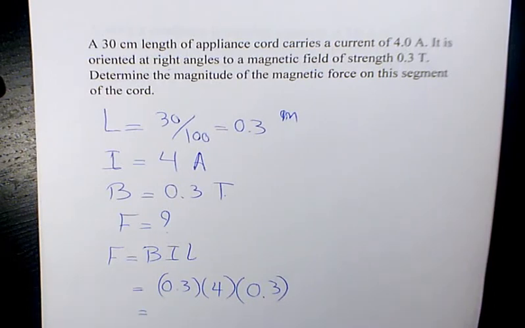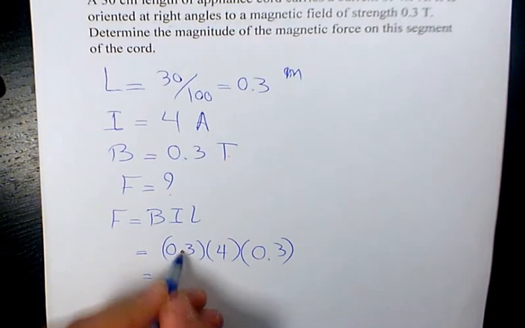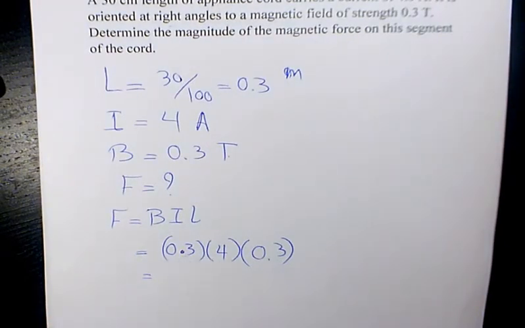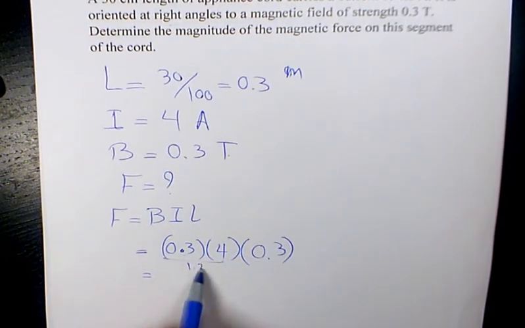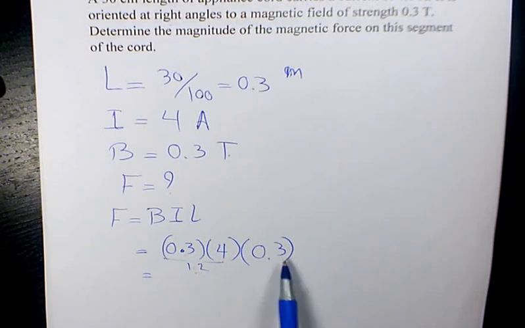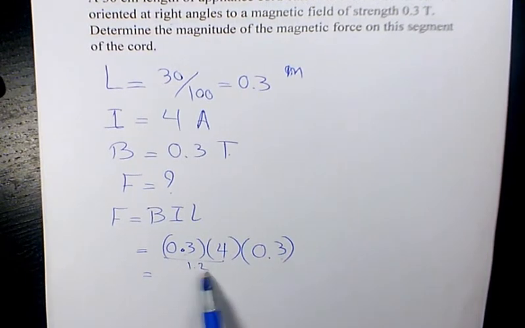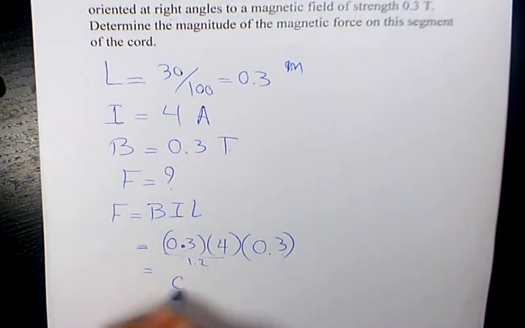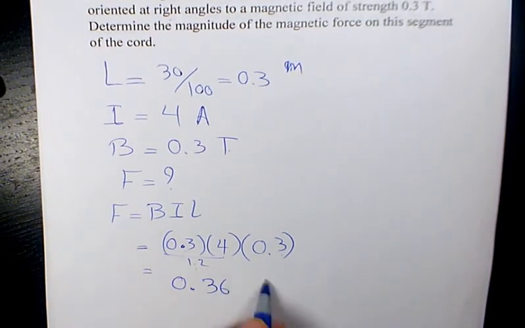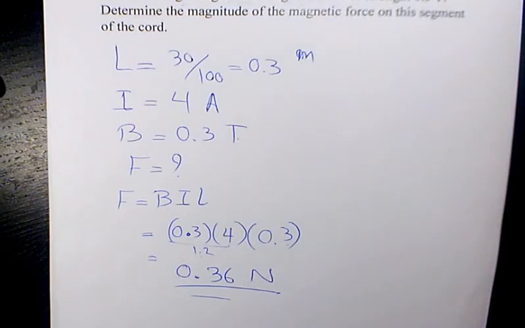We don't really need to use a calculator. 0.3 times 4, 3 times 4 is 12. So 0.3 times 4 is going to be 1.2. So this part is 1.2. On the other hand, 12 times 3 is going to be 36. But here we have 1.2 and 0.3. So it's going to be 0.36 Newton. That's how we calculate it without using the calculator.